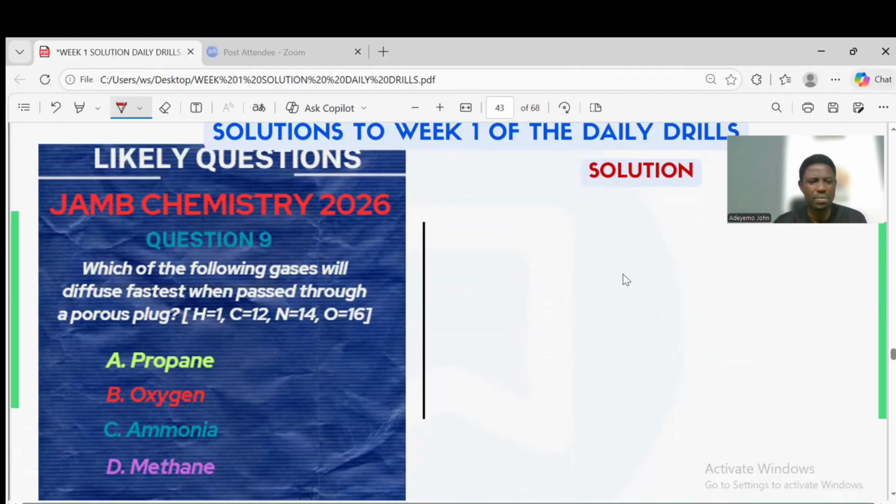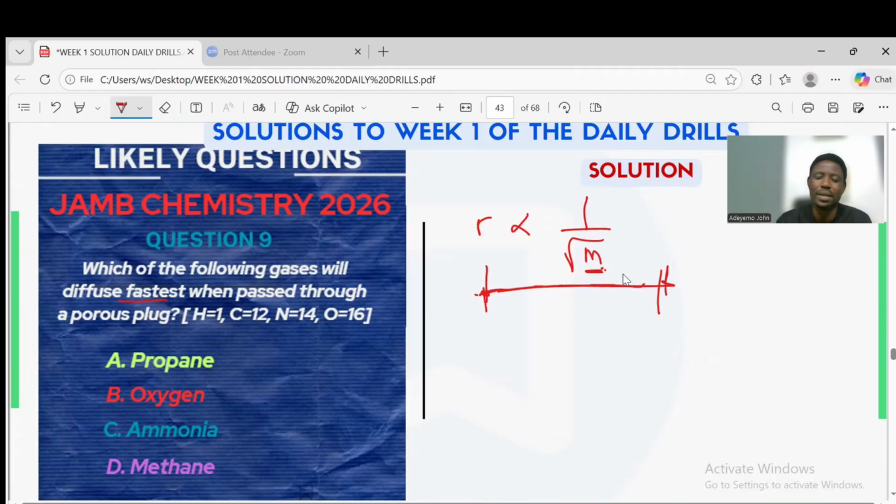Question 9. Which of the following gases will diffuse fastest? We have related by Graham's law of diffusion that the rate of diffusion of a gas is inversely proportional to its molecular mass. That means how heavy the compound is affects the rate. When you spray your perfume from one end, because it's light, the molecules can easily travel to the other side. So the lighter, the higher the rate.